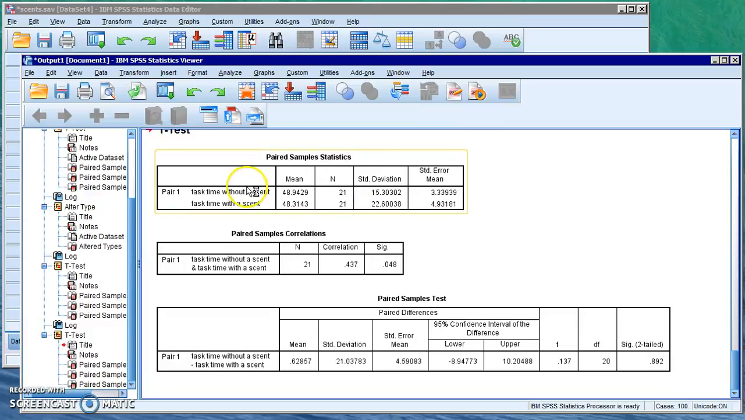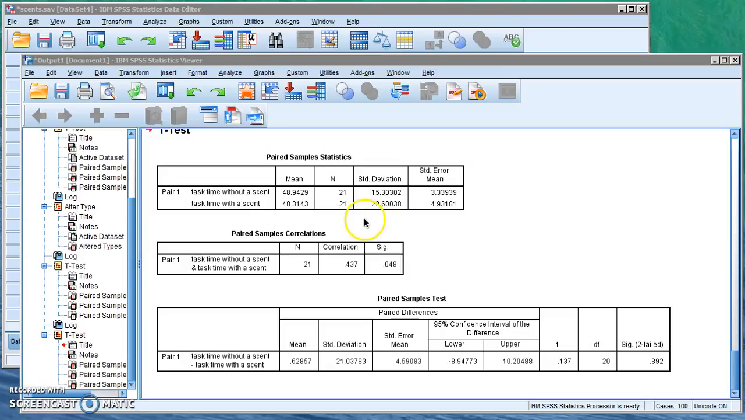And first you look here and you can see that the mean time for without the scent was not that much different from with the scent, just based on how you see that. The standard deviation, however, is a little bit different. The task time had a higher standard deviation with the scent than without.